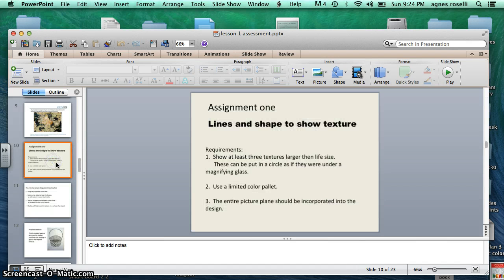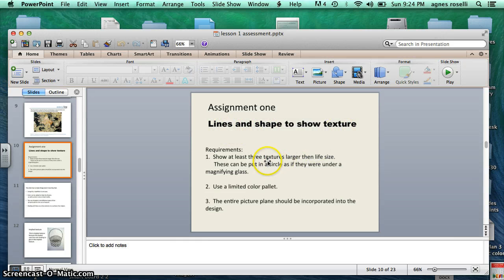In art, you have performance type of standards. So in the performance type of standards, for this unit, the students are going to use lines and shapes to show texture.